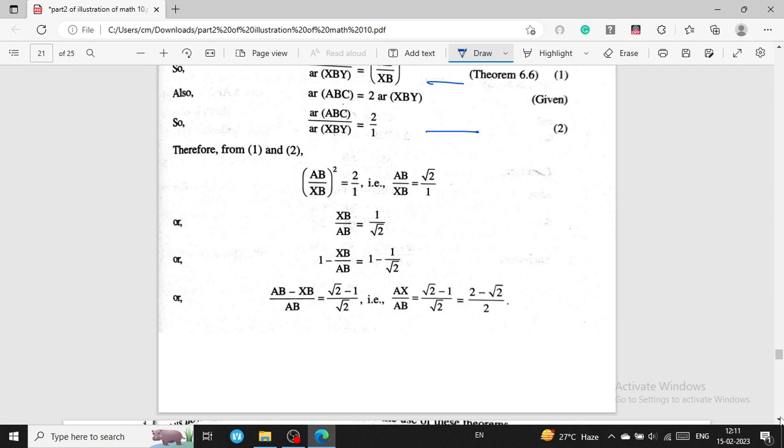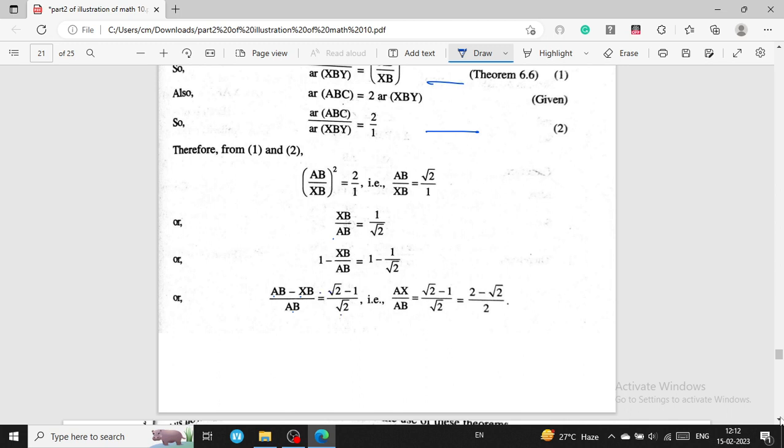That means this square will go to the right side and be converted into the square root of 2 by 1. And the answer will be XB over AB, then it will be the reverse, 1 by root 2. And it will be subtracted from 1 on both sides. 1 minus XB over AB is equal to 1 minus 1 by root 2. Here take the LCM. AB minus XB over AB is equal to root 2 minus 1 over root 2.